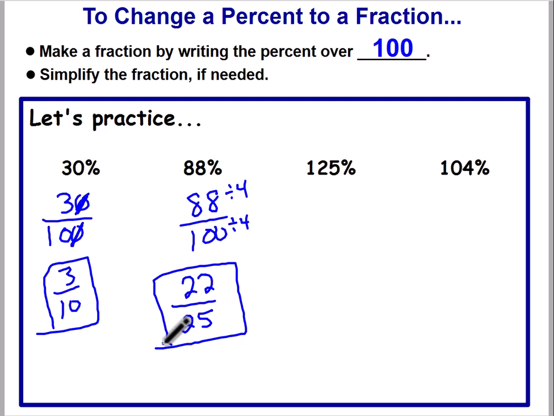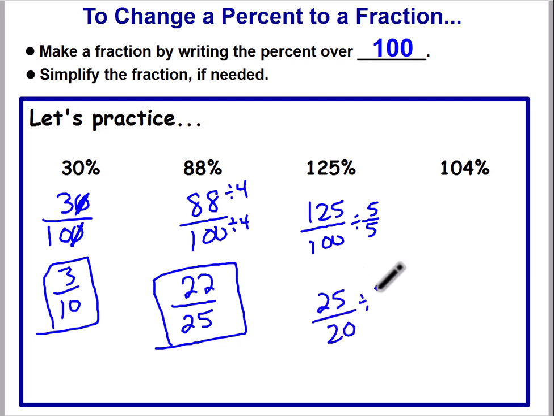125%. Put it over 100. And simplify. I'm going to divide by 5. And 5 goes into 125, 25 times. 100 divided by 5 is 20. I can divide by 5 again, and I get 5 over 4 simplified.